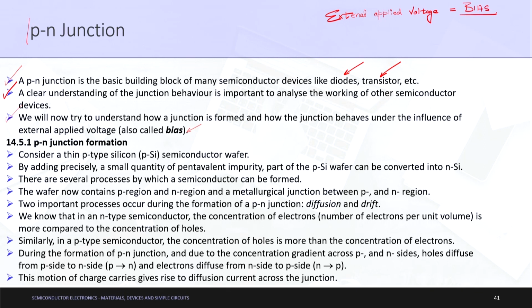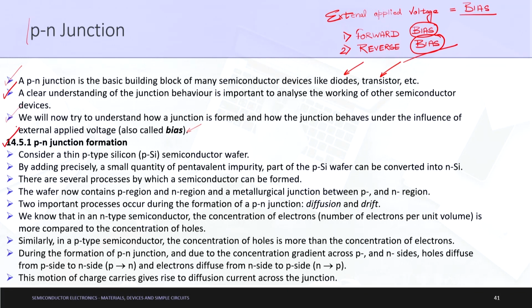We will understand two different things here. I am just explaining you beforehand. There is something called forward bias, and there is something called reverse bias. That is why I have explained why there is an importance of understanding the concept of the word bias. Fine. So, let us start with the p-n junction formation here.